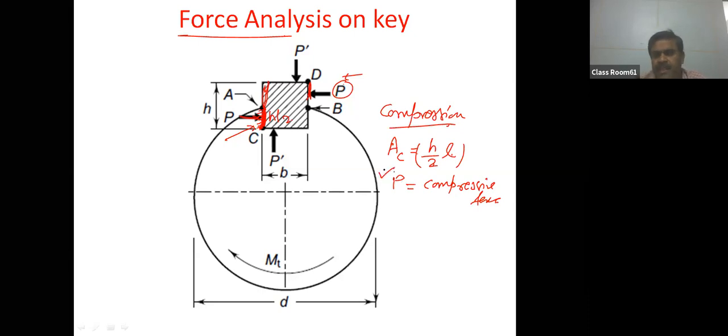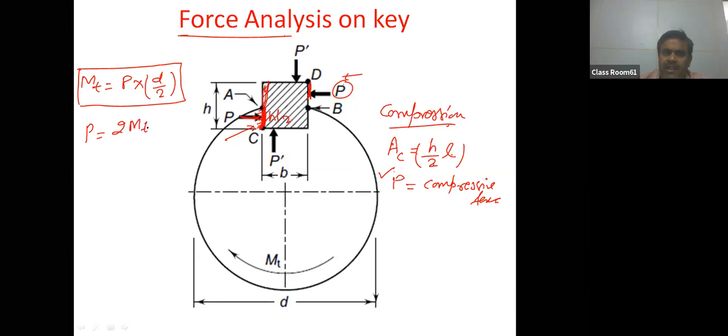How can you find this P? You already know that torque is given by force into radius of the shaft. The radius of the shaft can be written as D by 2, half of the diameter of the shaft. So this is the relation between the torque and the force: Mt equals P into D by 2. From here you can find P equal to twice Mt divided by D. So basically this is the compressive force in this case.